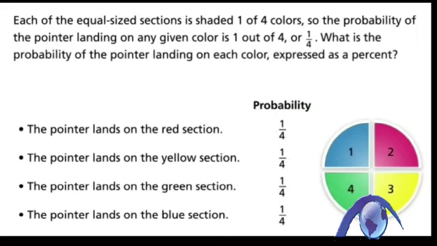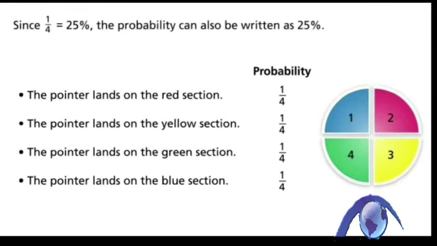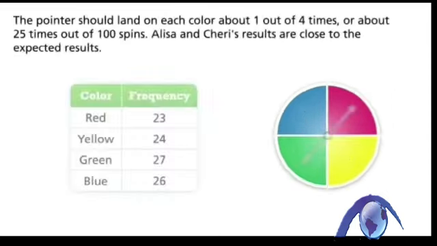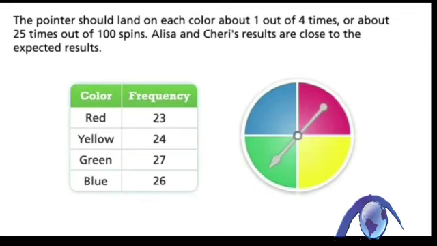What is the probability of the pointer landing on each color, expressed as a percent? Since 1/4 equals 25%, the probability can also be written as 25%. The pointer should land on each color about 1 out of 4 times, or about 25 times out of 100 spins. Alyssa and Sherry's results are close to the expected results.